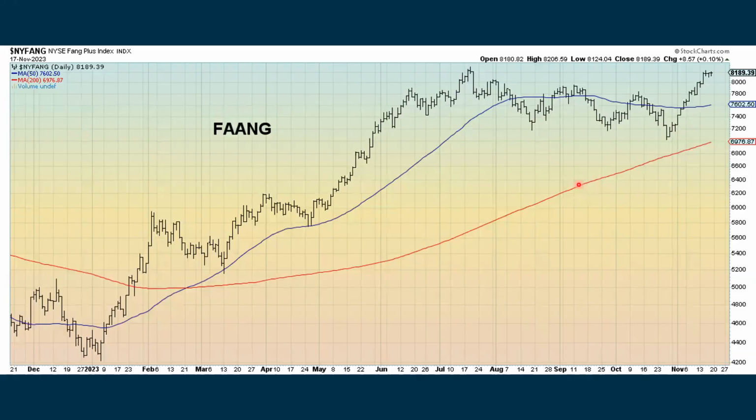The FANG index, Facebook, Amazon, Apple, Netflix, Google, and some other ones, I just keep calling it FANG. This one's been holding up fairly well. It has a really nice looking pattern on the chart here. We're above the 50-day moving average, and we're also in a longer-term uptrend.